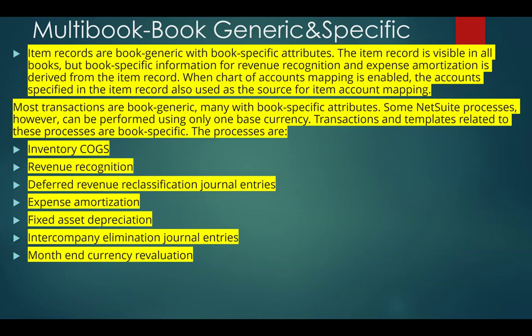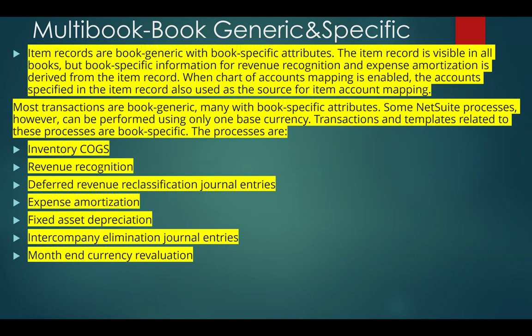For example, item records. In item records, there is information like revenue recognition and expense amortization. When chart of account mapping is enabled, the account specified in the item records is also used as a source for item account mapping. So item records are book generic, but when they have revenue recognition, amortization, or an account source mapping, they are called book generic with a book specific attribute.